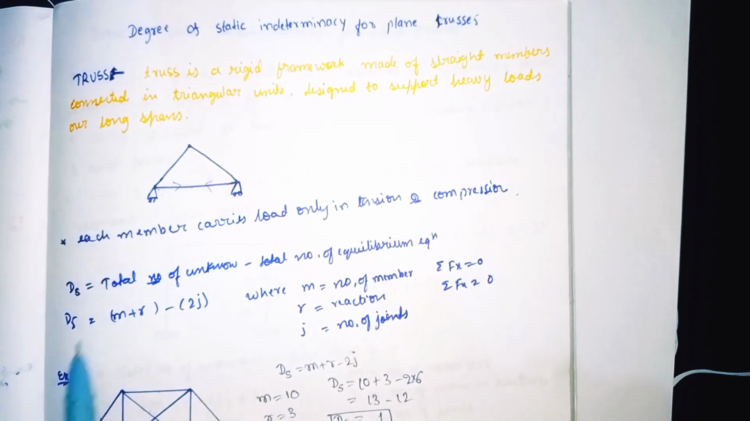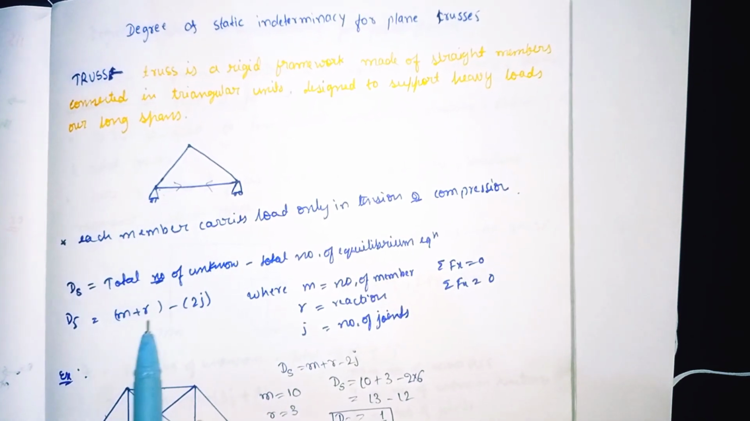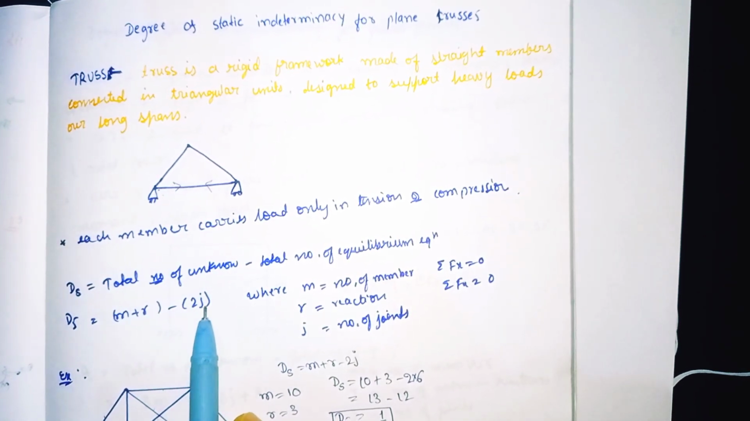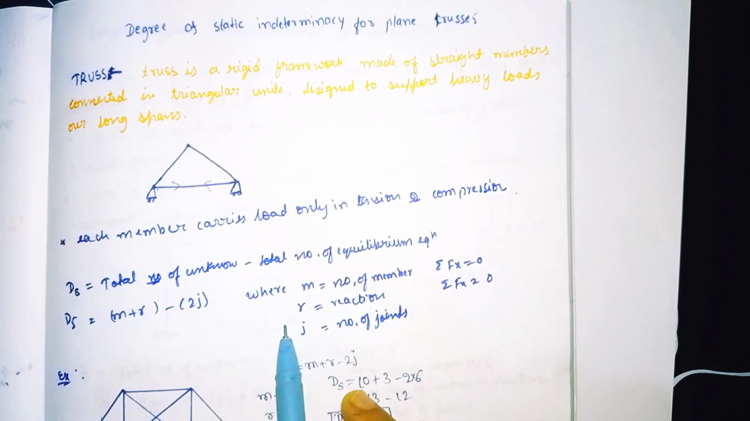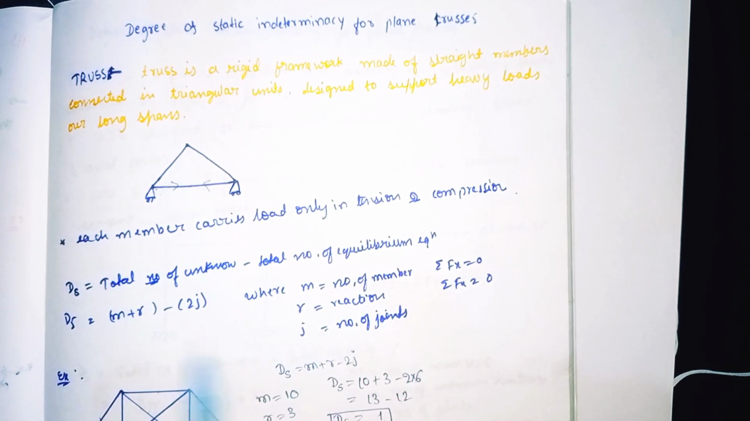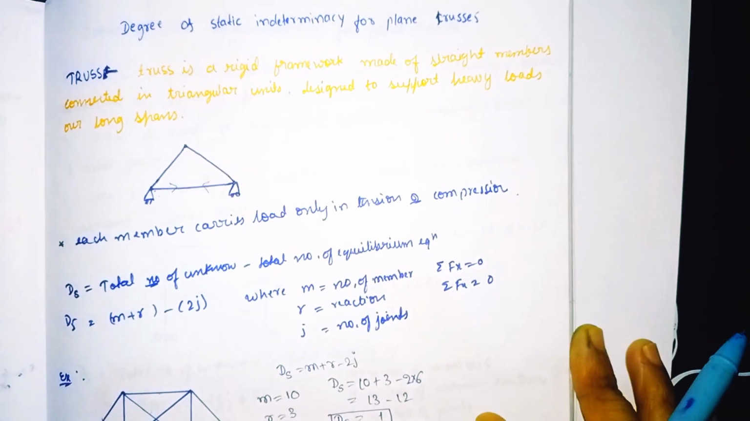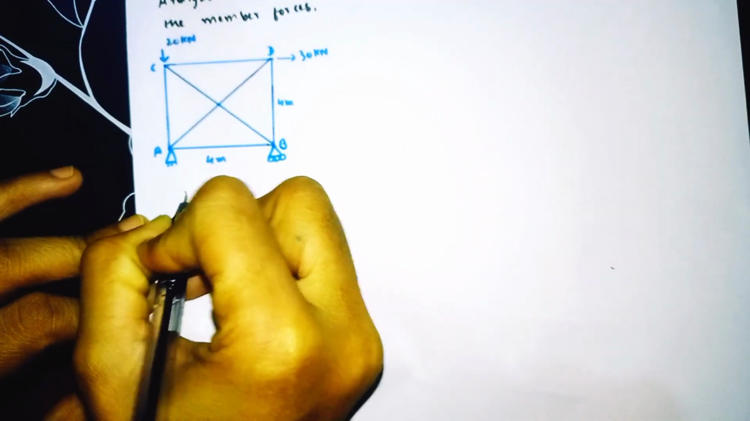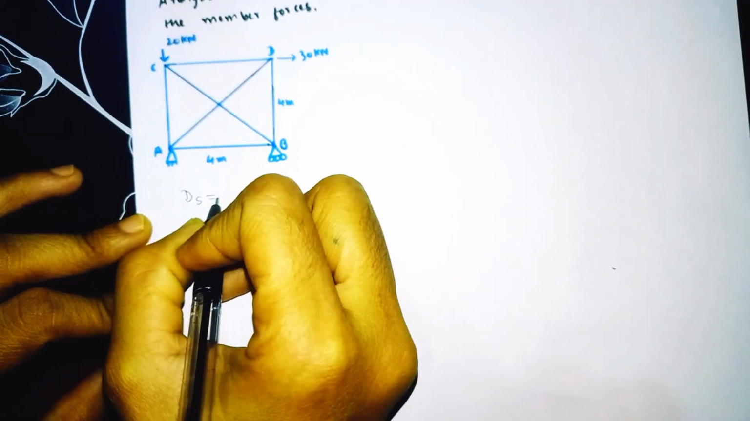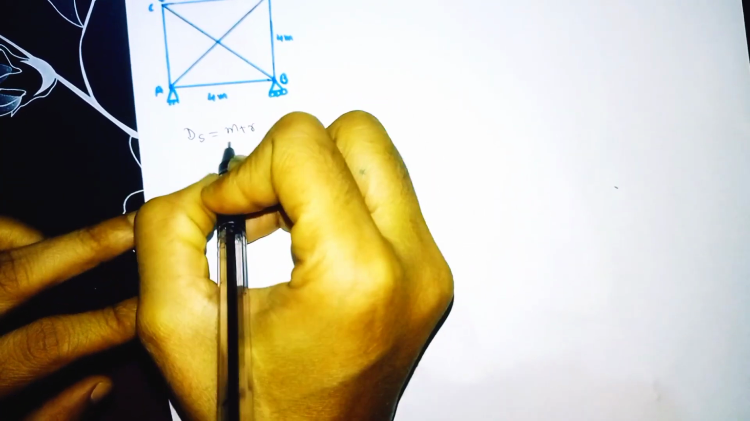So for truss we have the formula ds is equal to m plus r minus 2j. Here m is the number of members, r is the reactions, and j is the number of joints. So by using this formula we have to find the degree of static indeterminacy. So now we will see. Our formula is ds is equal to m plus r minus 2j.